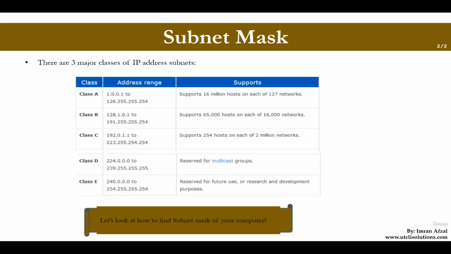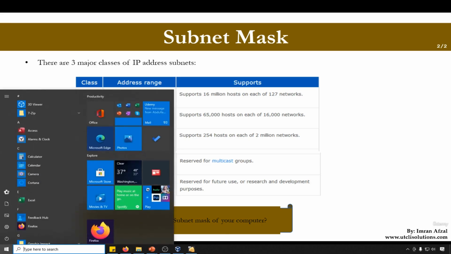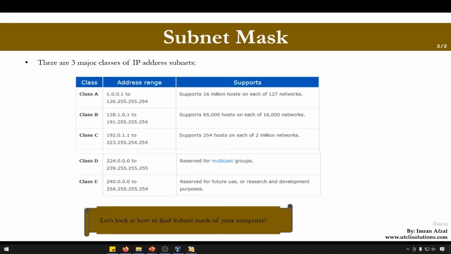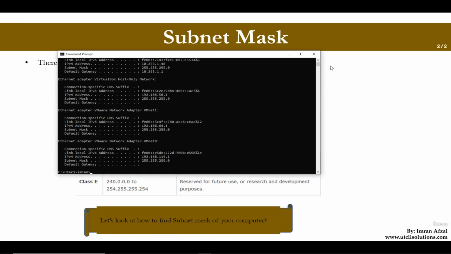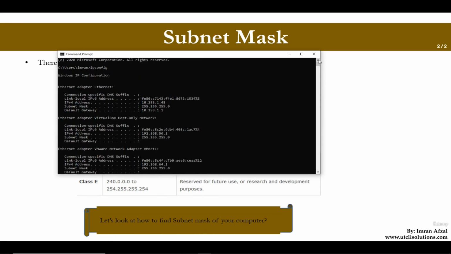All right, let's look at how to find the subnet mask of your computer. I have my Windows computer here, and I'm going to go to the Start menu and type in Command Prompt. In the Command Prompt, I'm going to type in ipconfig, and I'm going to scroll up because I have a few networks.